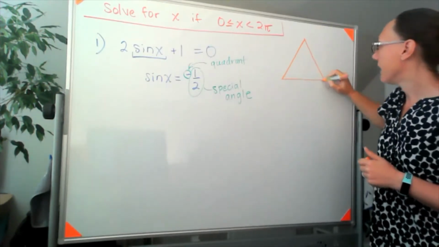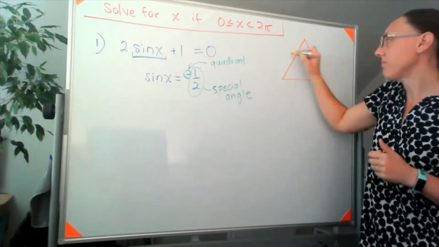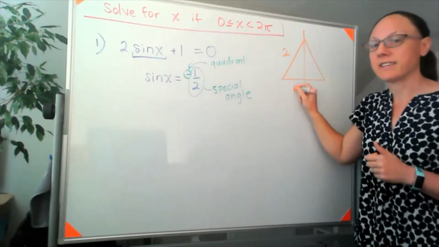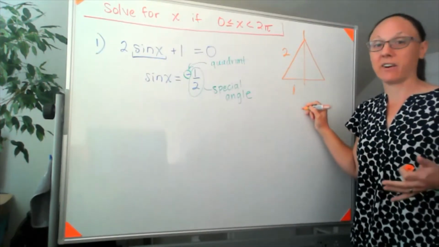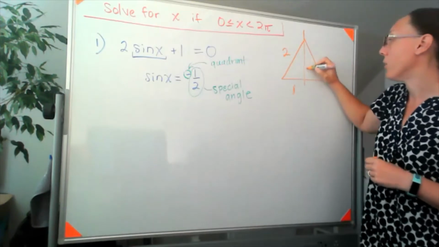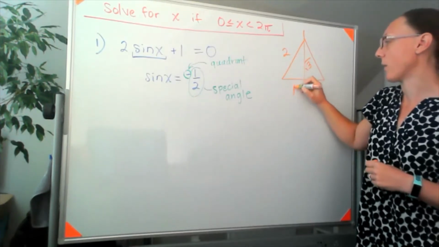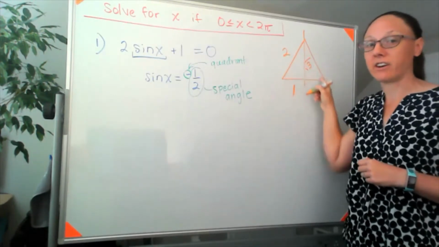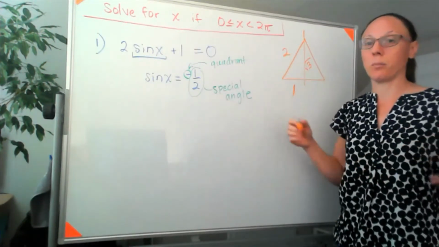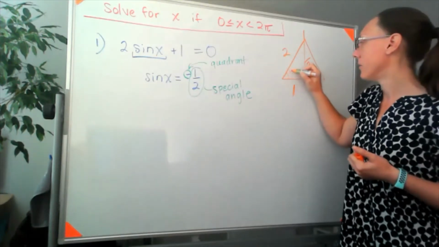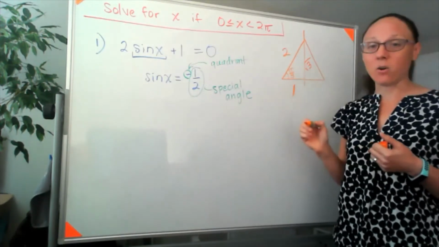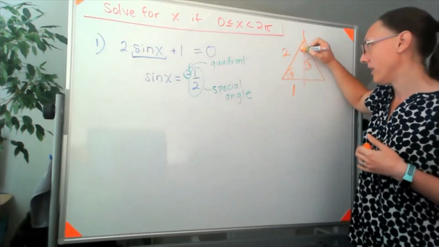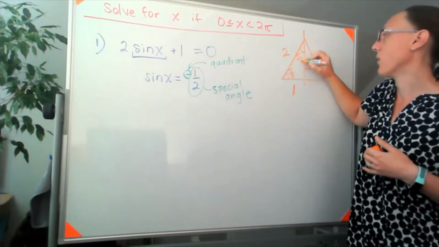One is an equilateral triangle. If I call this side 2, then when I cut it in half, this side would be a 1. Using the Pythagorean theorem, like we did for that warm-up problem, this side is the square root of 3. Because it's an equilateral triangle, all interior angles are 60 degrees or pi over 3. When I bisect the angle, the angle up here would be pi over 6.